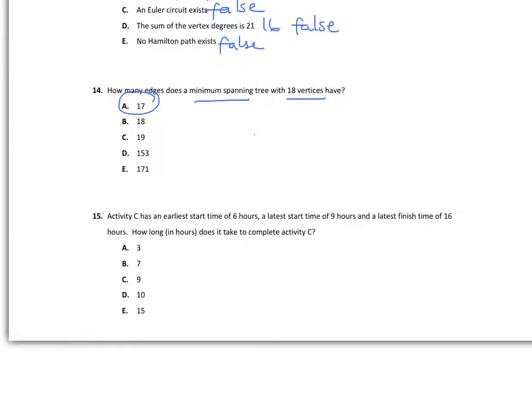Okay, question 15. Activity C has an earliest start time of 6, a latest start time of 9, and a latest finish time of 16. How long does it take to complete activity C? Okay, so let's draw this out so we can understand what's going on. So I've got an activity C that lasts for some unknown time. I know from the information given that I have an earliest start time of 6 and a latest start time of 9. This latest finish time talks about where C finishes the latest, so therefore the right-hand side of the box, so that I have a 16 there.